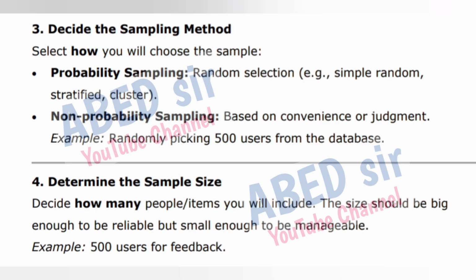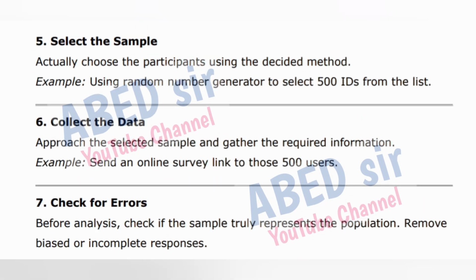4. Determine the sample size. Decide how many people or items you will include. The size should be big enough to be reliable but small enough to be manageable. Example, 500 users for feedback. 5. Select the sample. Actually choose the participants using the decided method. Example, using a random number generator to select 500 IDs from the list.